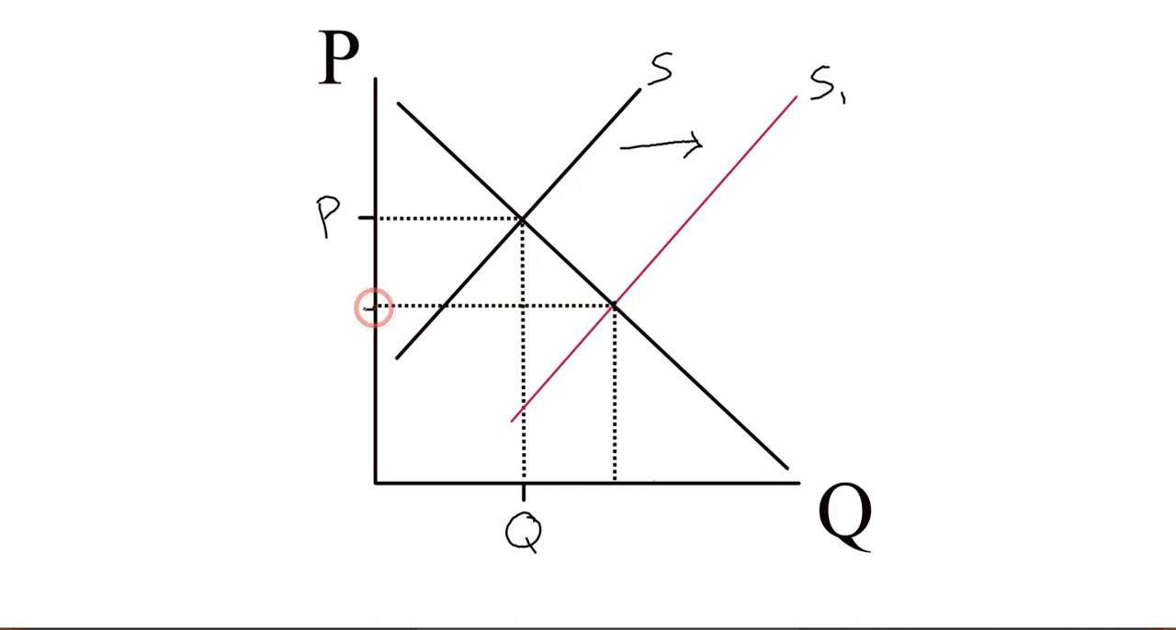So I'll mark this new spot as our P1. That's a little bit off, but that's okay. And then this spot down here is our Q1. And this is our new quantity and price. So now we've figured out step 3. So our last step is to look and see how this affects demand.